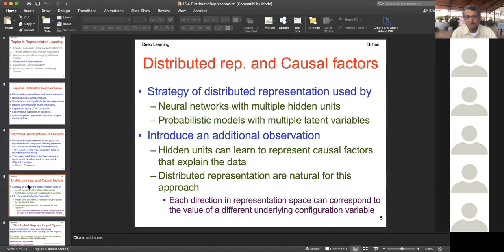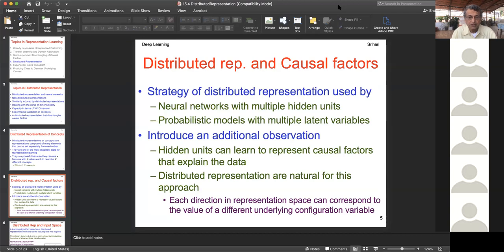So there is a connection between distributed representations and causal factors. The strategy of distributed representation is used by neural networks with multiple hidden units. They're also used by probabilistic models with multiple latent variables. So not only neural networks, but also graphical models with latent variables.